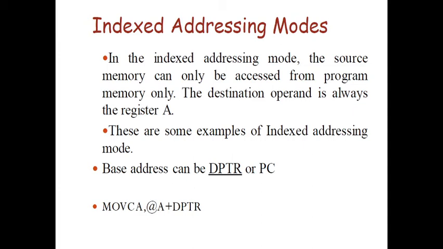Next, indexed addressing mode. In this mode, program memory or data memory can be accessed. The source memory can be accessed from program memory only, and the destination operand is always register A. Some examples, we'll see those examples. That is MOVC A, @A+DPTR. So what is the meaning of this? Let's see, MOVC A, @A+DPTR.